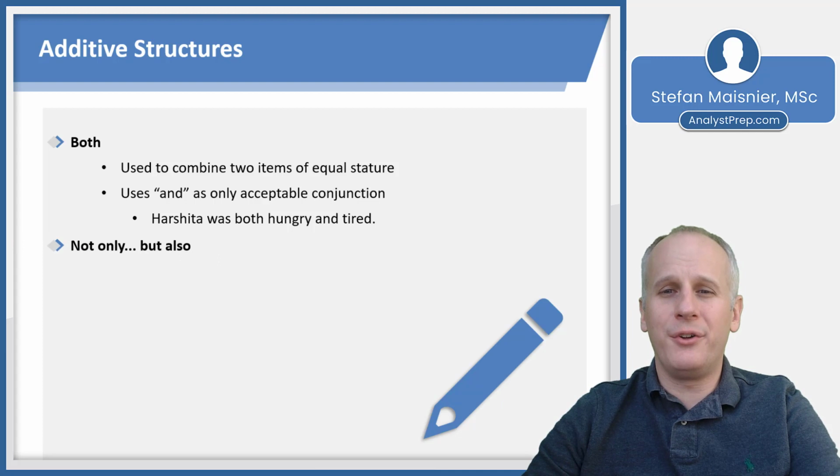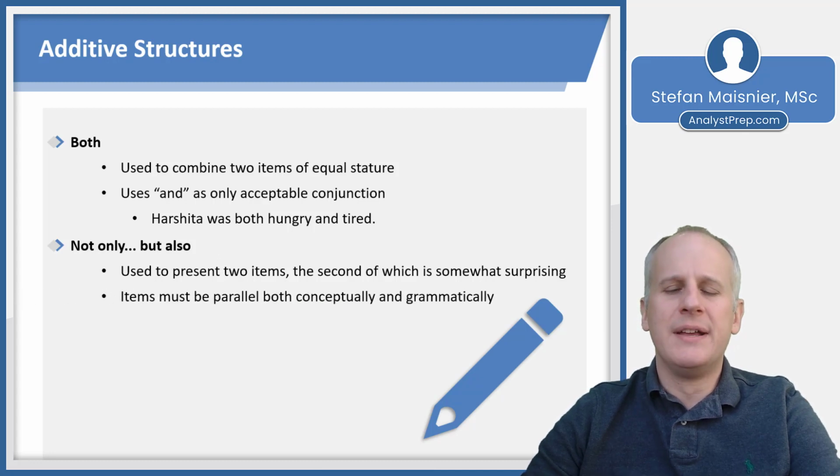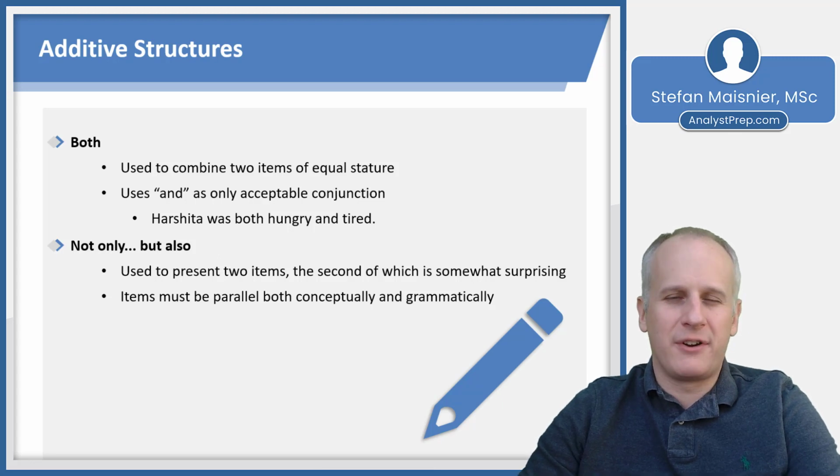Now, we also could see not only but also. So this is used to present two items, the second of which is somewhat surprising. So the items have to be parallel both conceptually and grammatically because it basically functions kind of like a list.